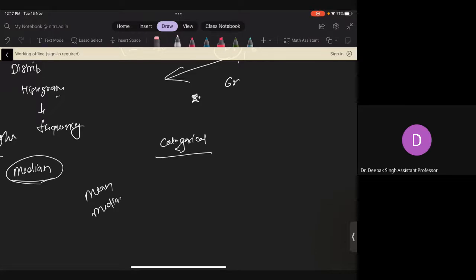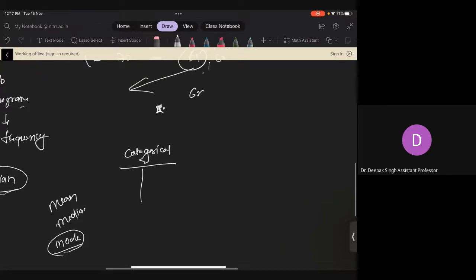There is one more M, that is called mode. What is mode? The value that occurs the maximum number of times in a categorical data is called the mode value. Okay? So this mode will help you in categorical. So in the categorical case, you have mode imputation.